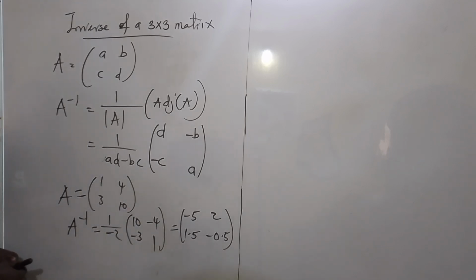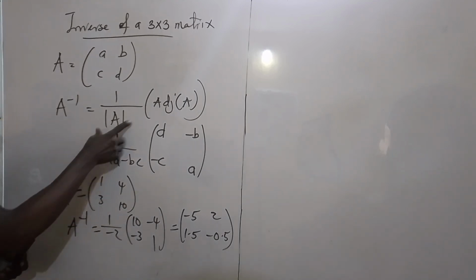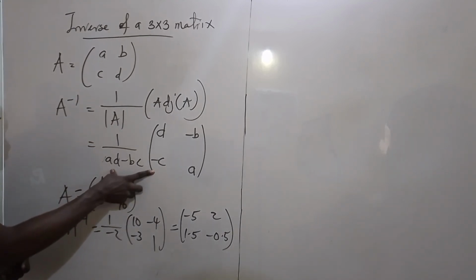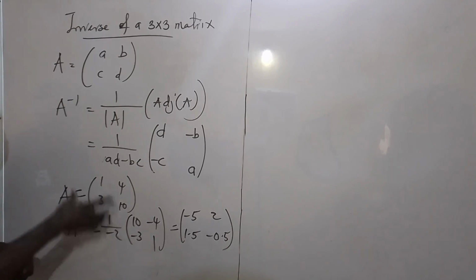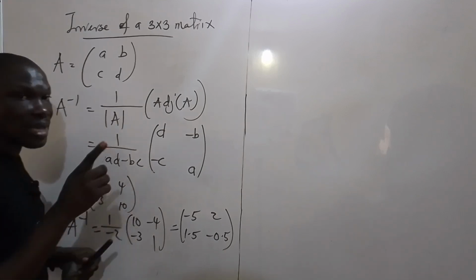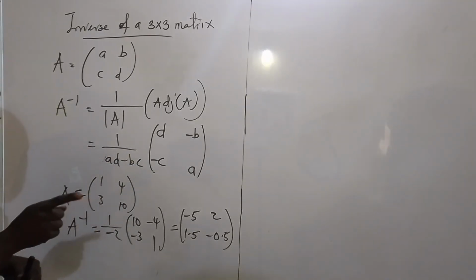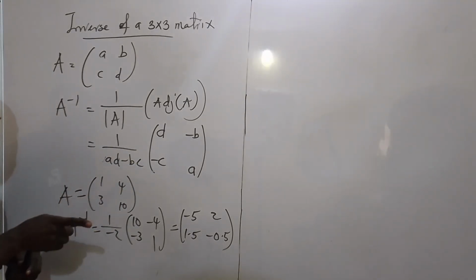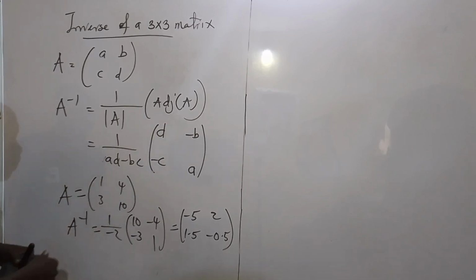Now in the case of a 3 by 3 matrix, we do not have a direct formula like the one we have in the case of a 2 by 2 matrix. So we need to follow the proper steps in getting the inverse of matrix A. And what are the steps again? First, obtain the determinant of the matrix. Second, obtain the cofactor matrix. Then the third step, we transpose the cofactor matrix to give us the adjoint of the matrix.